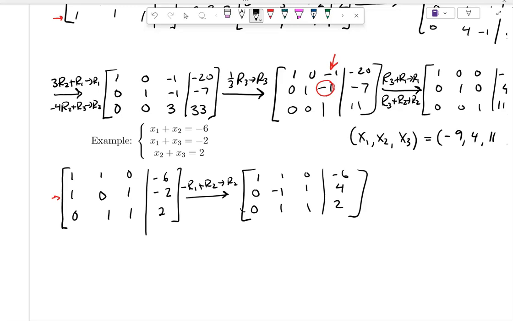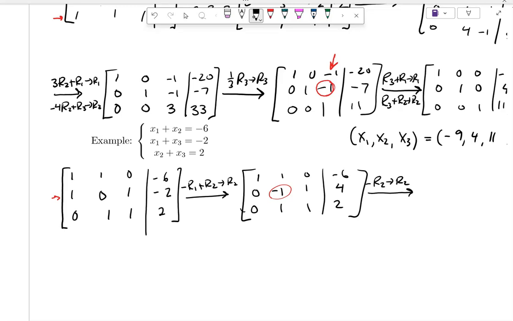Okay. Now what's the next step? Get a 1, right? We need a 1 right here, right? There's 2 easy ways to do that in this case. What would you like to do? Yeah, I can just multiply the row by negative 1. What's the other easy way to get a 1 there? Yeah, just flip it with row 3. Either one works, right? Isn't it?